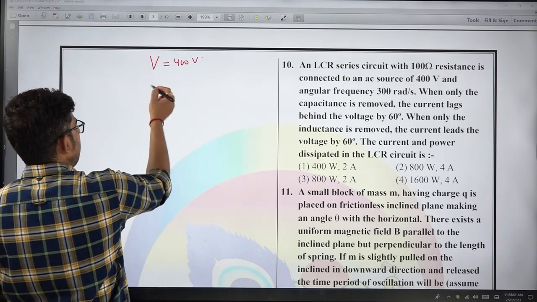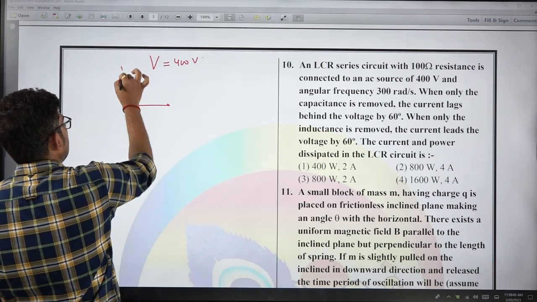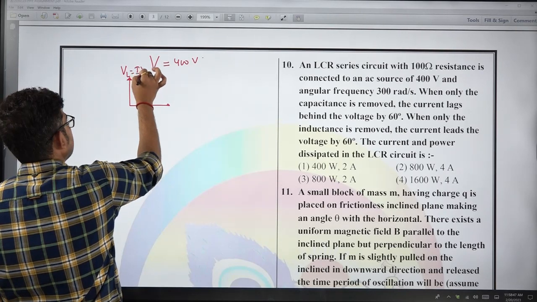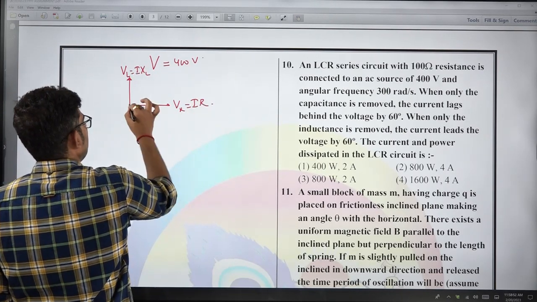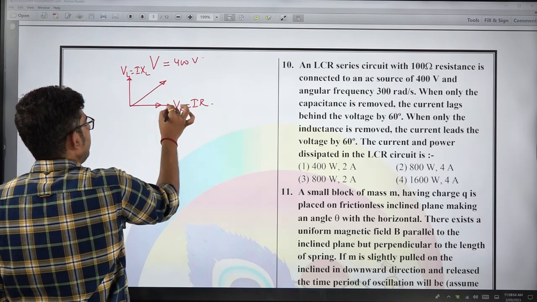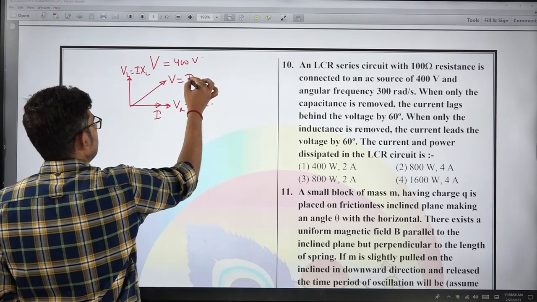When only the capacitance is removed, the current lags behind the voltage by 60 degree. So you should know when the capacitor is removed, what we have is VL and VR. Current is always in phase with VR, and this is V which we write as IZ.